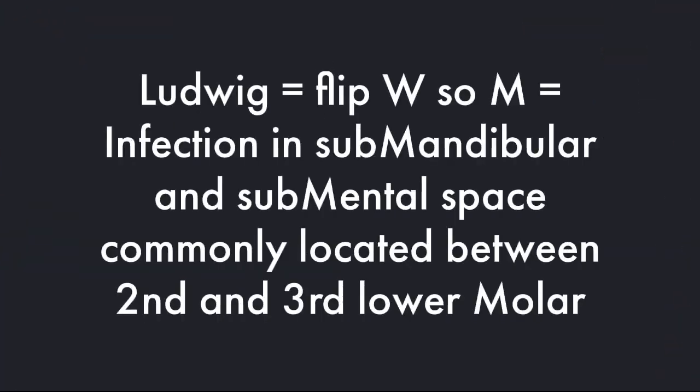Now, how can you remember it? Ludwig, the letter W, you can flip the W, it will become M. So it is an infection in the submandibular and submental space, commonly located between the lower second and third molar. So it is all M's. Okay, so it is an infection in the mandible. Infection in the mandible is the Ludwig's angina.